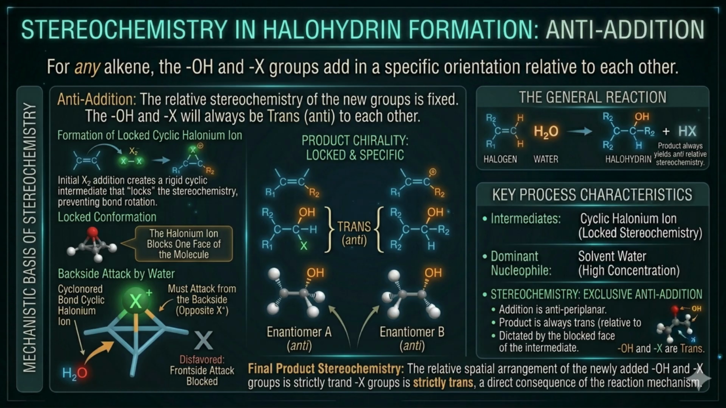Product chirality and enantiomers. In the center, you can see how this affects the final product's chirality. Because the groups add to opposite faces, they end up in a trans, anti relationship. Depending on which carbon the water attacks, you often end up with a pair of enantiomers, mirror images that are both anti in their configuration.